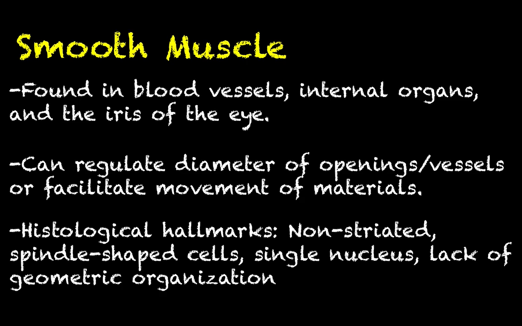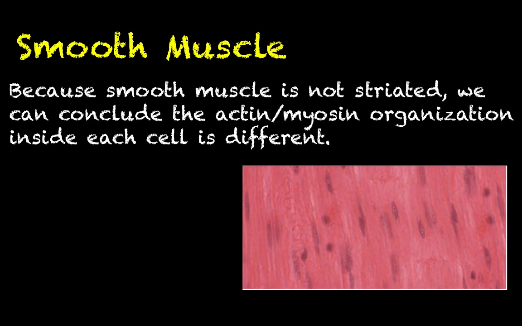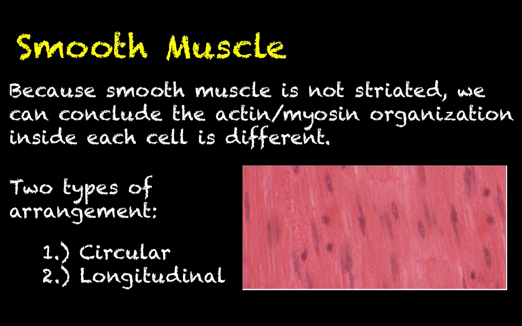Some histological hallmarks of smooth muscle are that it is not striated, so it must not have the same sort of organization of actin and myosin. Even though smooth muscle does contain actin and myosin, the cells are spindle-shaped, they have a single nucleus, and on the whole, as a tissue, they lack any geometric organization that we took note of for skeletal and cardiac muscle. Because smooth muscle is not striated, we can conclude the actin-myosin organization inside these cells is different than what we're used to with cardiac and skeletal muscle.